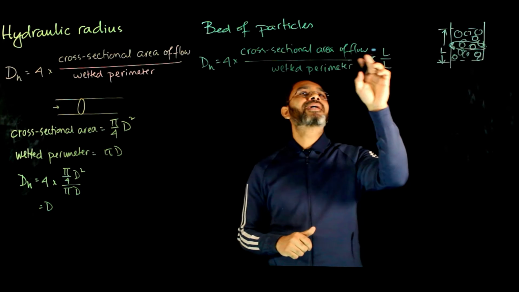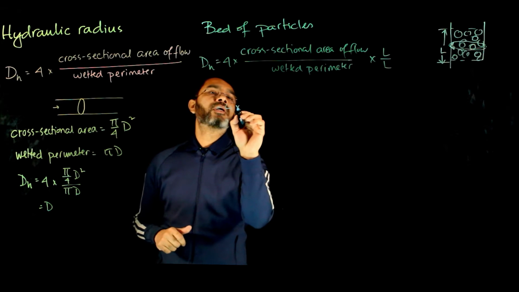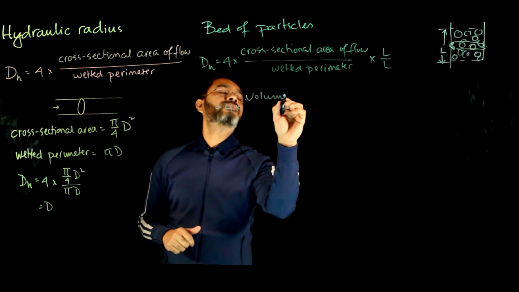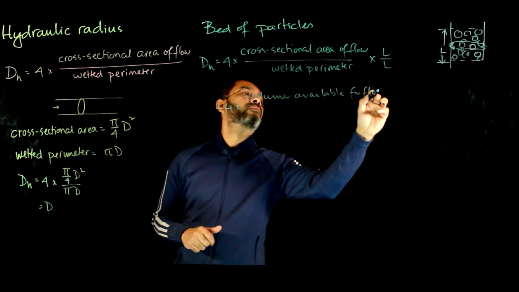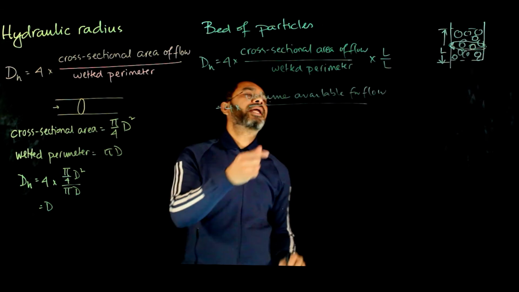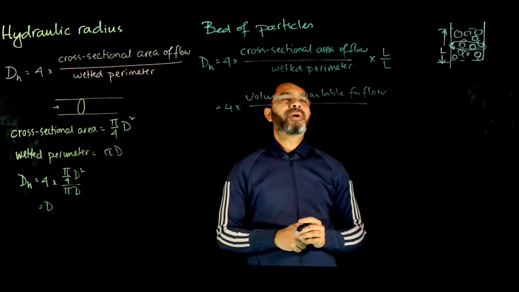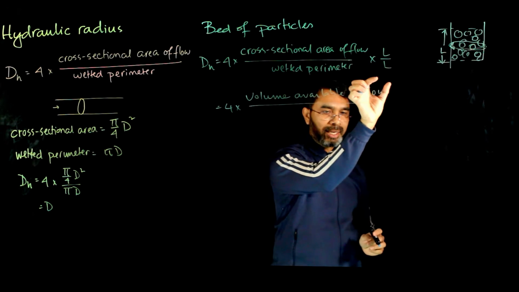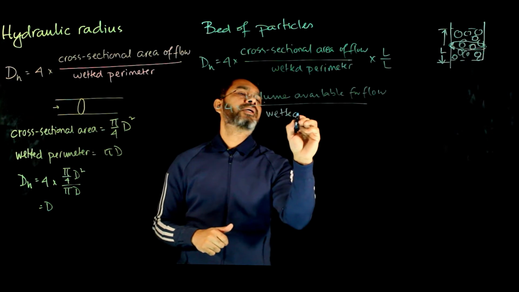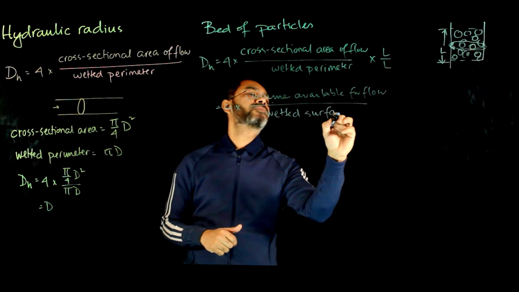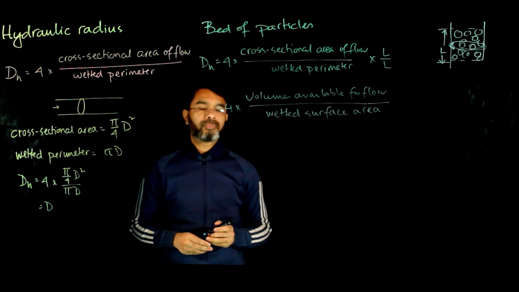So again, we convert the area into a volume, and that gives us 4 times the volume available for flow over the weighted perimeter, which would be like the surface of the individual particles. If we multiply this by L, it gives us the total weighted surface area, which is the surface area of the particles.